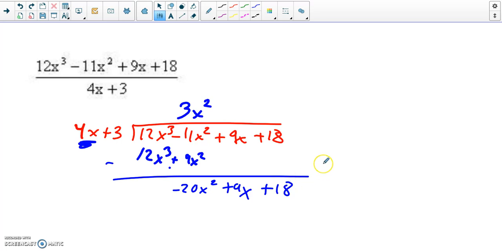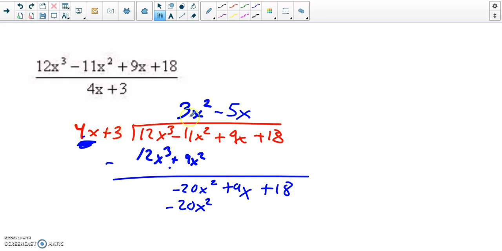Okay, we're going to ask another question now. We're going to do the same thing, but we're going to say, how many times does 4x go into negative 20x squared? In other words, what do you multiply 4x by to get negative 20x squared? The answer is negative 5x, because 4x times negative 5x is negative 20x squared.